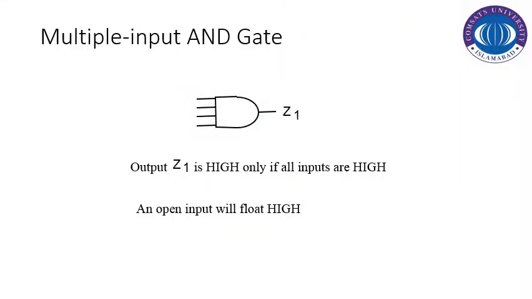So the multiple input AND gate works in the same way as the two input AND gates. There is no change in the basic operation, because the AND operation holds the associativity property, the commutative property, and also the distributive property. So there is no change in the output basically. Output Z1 is 1, represented by the high state, if all the inputs are high.